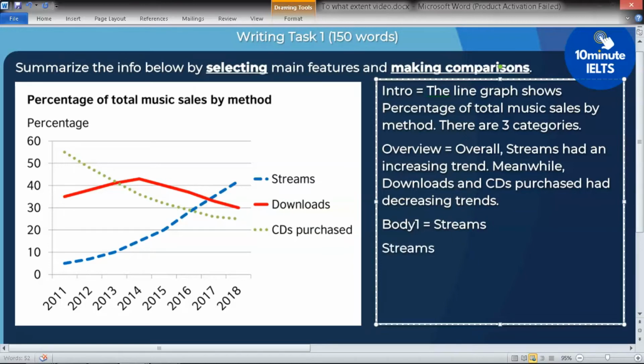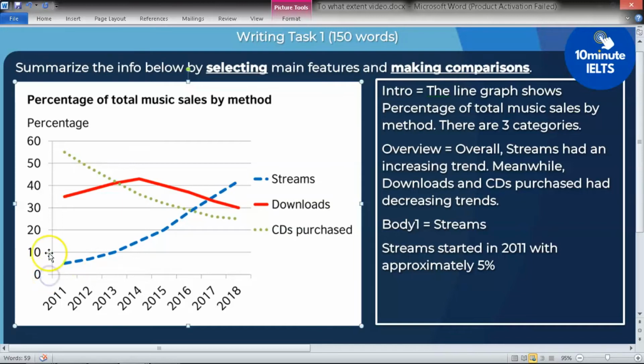Streams started in 2011 with approximately 5%. How did I get that? If you look at the beginning figure here for the blue part, which is streams, it was between 0 and 10. Now, we are not allowed to guess figures such as 6, 7, 8, or 9, but we are allowed to make an approximation using a figure that is exactly between 0 and 10, which would be 5%.